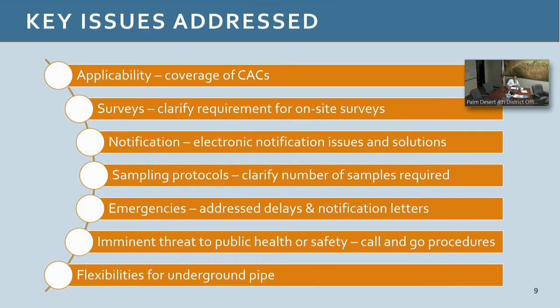We addressed rule applicability, so we wanted to make sure that certified asbestos consultants were covered within the terms of our rule. We clarified what actually was required for surveys when folks would go out and identify asbestos materials, and talked about our notification requirements. We wanted to clarify what was required in terms of sampling protocols when asbestos materials were identified, and what types of samples were needed for that. I mentioned our emergency situations. We revised to include a provision for what we call a call and go procedure for when there's an imminent threat to public health or safety, and then also provided additional flexibilities to address the concerns folks involving underground pipe raised to us.